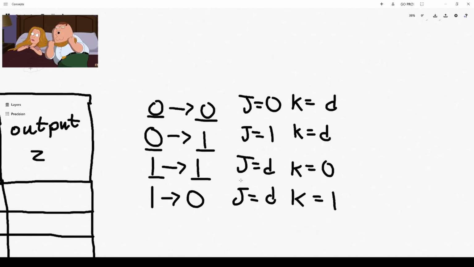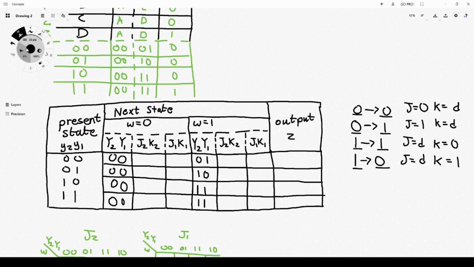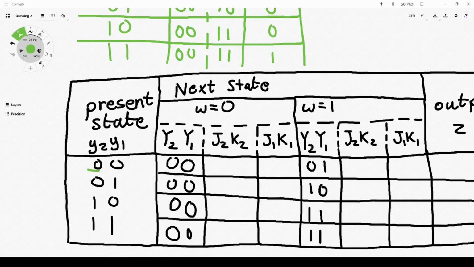If it goes from 1 to 1, then J equals D, K equals 0, and if it goes from 1 to 0, then J equals D and K equals 1. So how we implement that into this is we basically just look at our present state for Y2 and Y1 individually. So here we say that the Y2 flip-flop is 0, and for when W equals 0, capital Y2 is also 0.